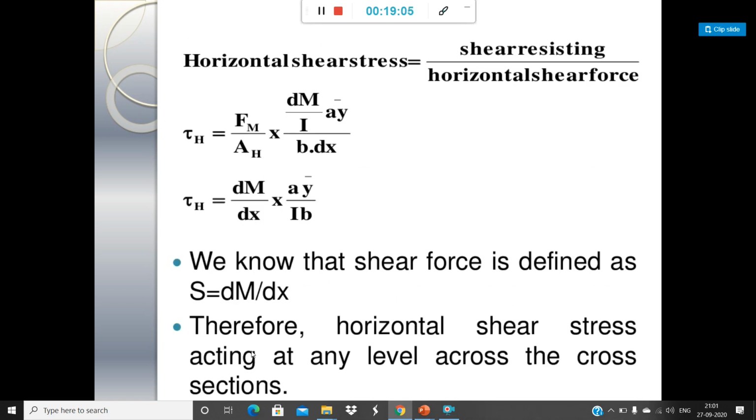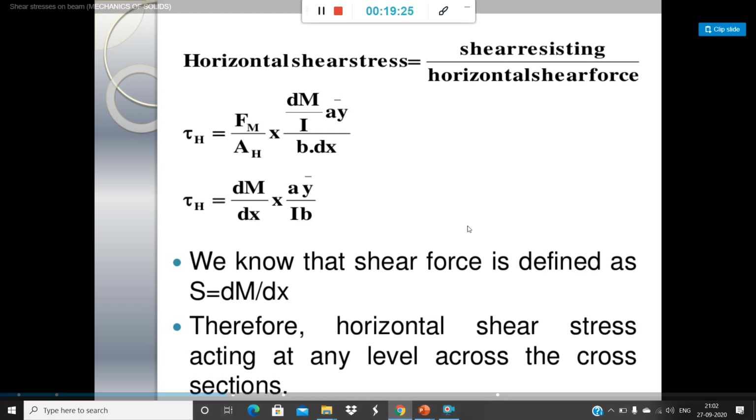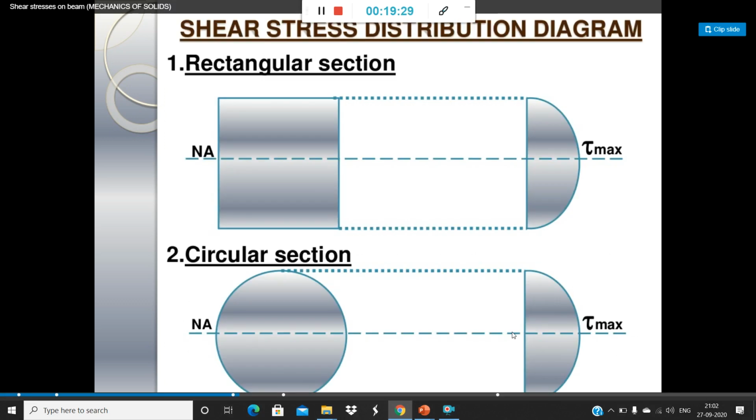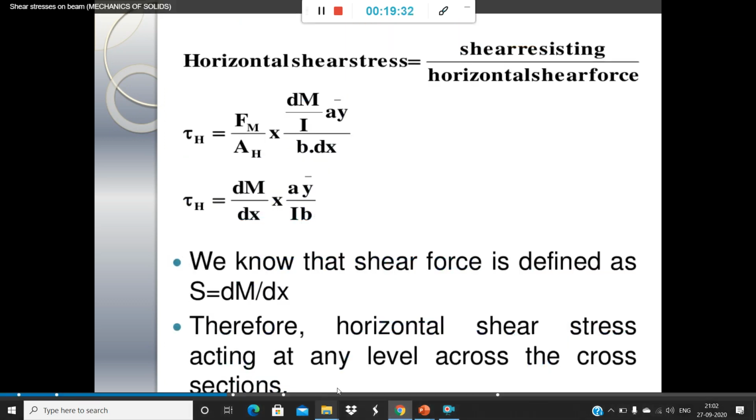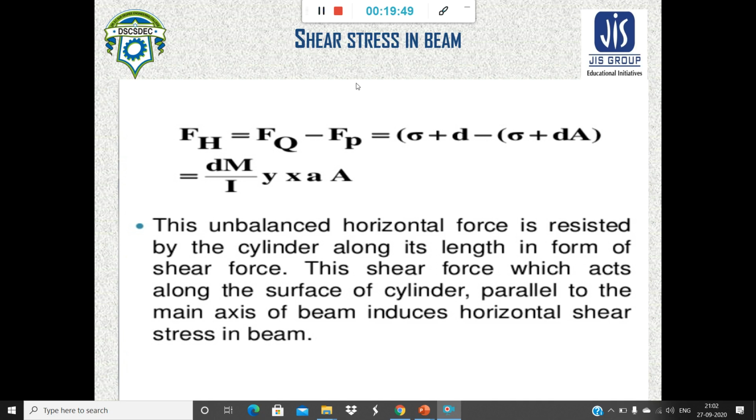Now the horizontal shear stress will be the shear resisted by the horizontal shear force. So that would be our dM by dx into A y bar by B, and we know shear force is defined as S is equal to dM by dx. Therefore horizontal shear stress acting at any level of the cross section is given by the shear force. So that is it.